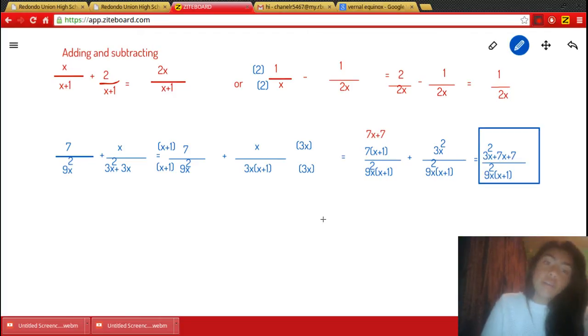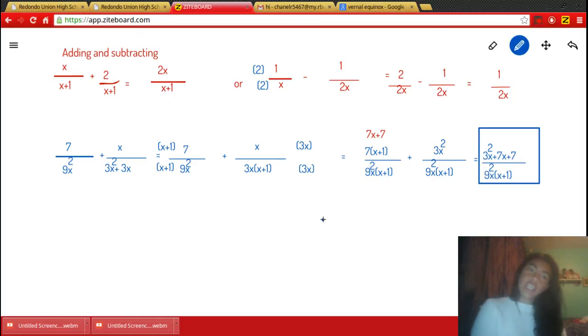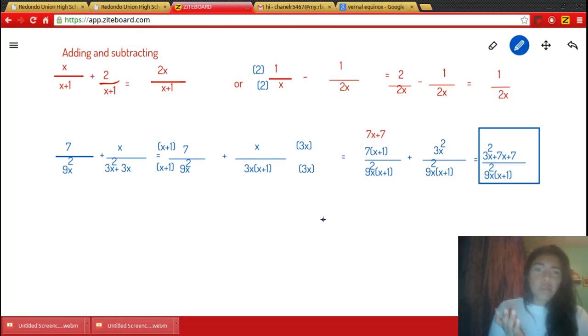Now, as we move on with our topic, we are going to focus on adding and subtracting, but focus more on adding than subtracting because we did more adding than subtracting. So, anyway, adding and subtracting rational expressions is the same thing as with fractions. We always have to end up with the least common denominator. Now, in this case, for example 1, we already have a least common denominator, which is x + 1.